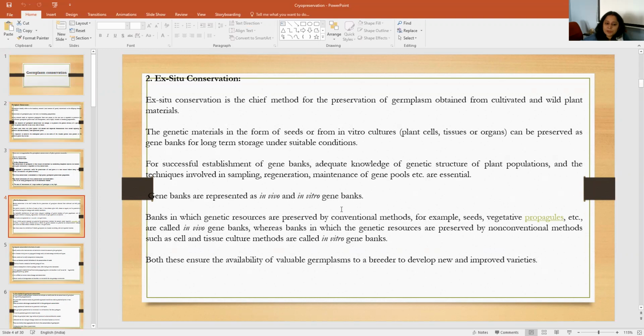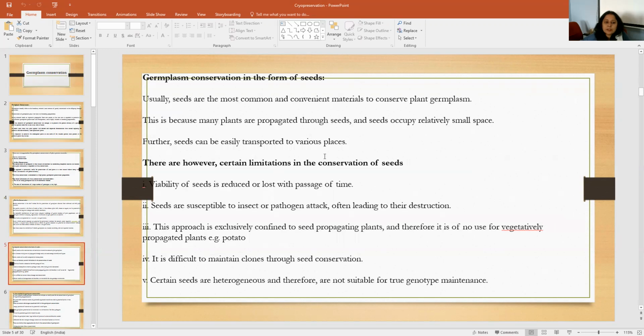Gene banks are represented as in vivo and in vitro gene banks. Banks in which genetic resources are preserved by conventional methods, for example seeds, propagules, etc., are called in vivo gene banks, whereas banks in which genetic resources are preserved by non-conventional methods, such as cell and tissue culture methods, are called in vitro gene banks. Both these methods ensure the availability of valuable germplasm to a breeder to develop new and improved varieties.